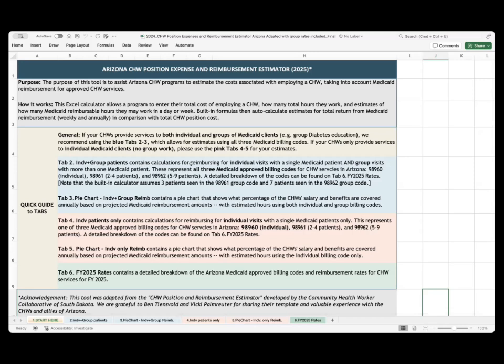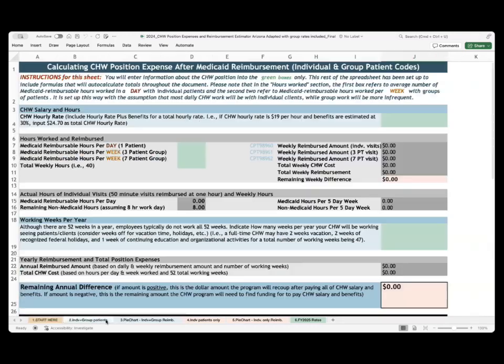So then below we see a little more clarification about what I just said, that tabs 2 and 3 are around all three codes. Tabs 4 and 5 are just around the single patient codes, and tab 6 is the rates for each of the codes for FY 2025. So for the demonstration today, we're going to work in the blue tabs, which are looking at all three codes. So if we go to tab 2, we can see at the bottom it says individual and group patients.